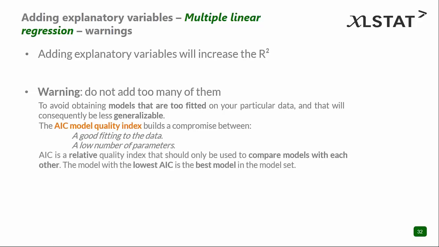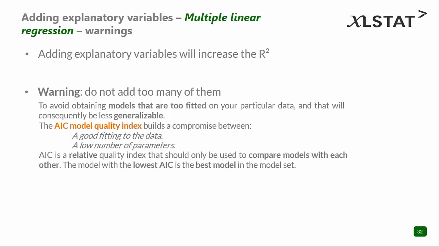But be careful, AIC is a relative quality index that should only be used to compare models with one another. The model with the lowest AIC is the best model in the model set. Of course, as I told you, there's no miracle model that is perfect for your data.